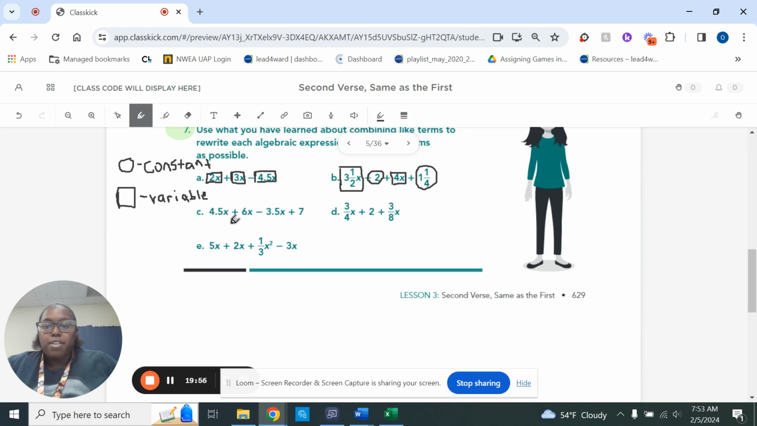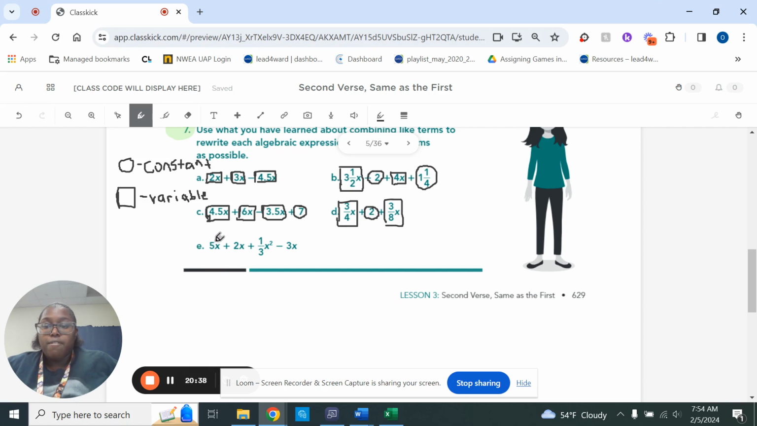All right, C, 4.5x plus 6x minus 3.5x plus 7. Okay. All of my single variables, so all the ones to the power of 1, we want to combine those. We will be dealing with these operations in a moment. And then this is my only constant of the bunch. D, 3/4 x plus 2 plus 3/8 x. So we have our single variable. And then we have one little constant here.